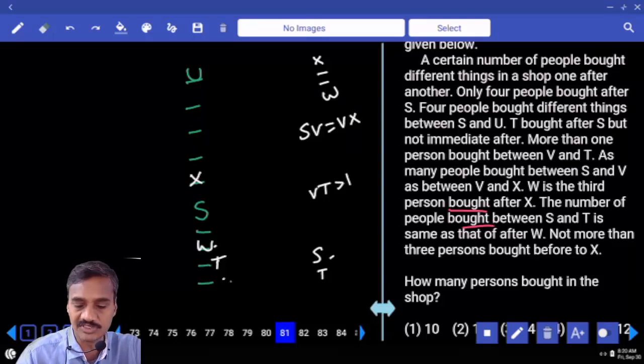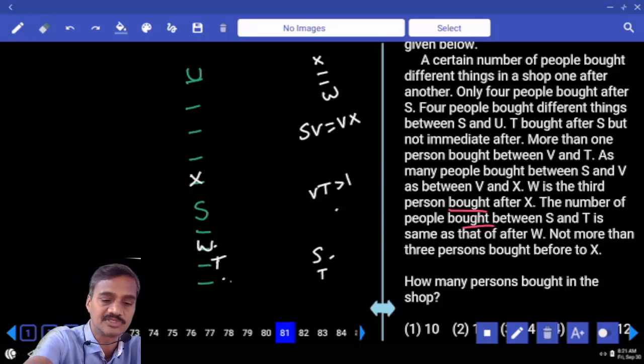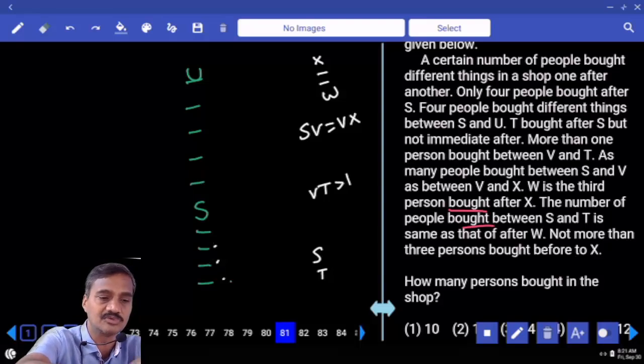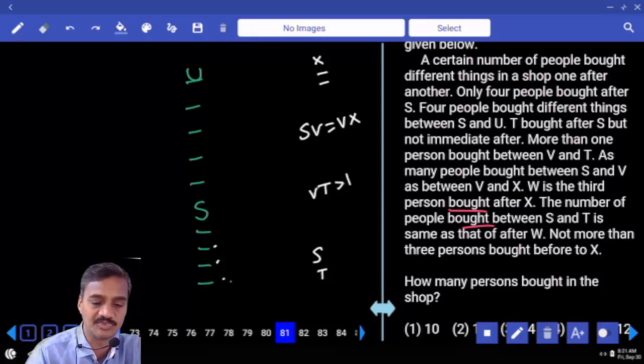Then S is before this T. Between V and T there must be more than one person. S and V, V and X. That means V must be exactly between S and X. Is it possible? Not possible. Hence, this case where T is at this place is also ruled out. And finally, what is the only possibility left over here?